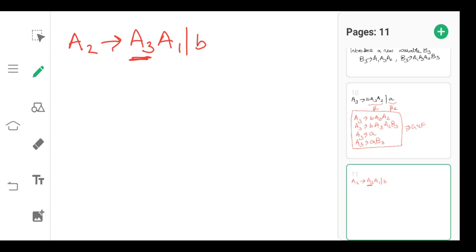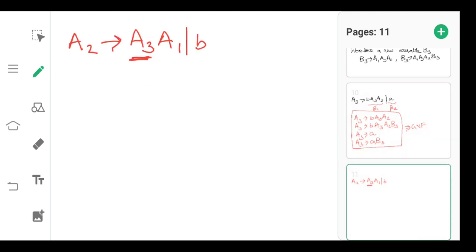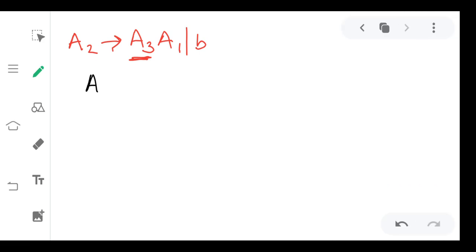A3 produces B, A3, A2. A3 produces B, A3, A2, B3. A3 produces small a. A3 produces A, B2. So we have to use these equations for this equation 2. So instead of A3, here we have to replace as A2 produces first form, which is B, A3, A2. So instead of A3 alone, we have to replace and keep the other symbols as such, B, A3, A2, A1.